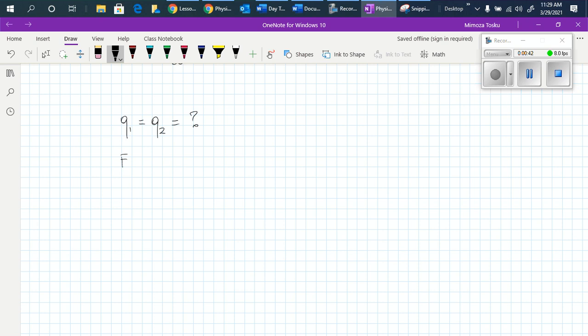But then what do we know? That the electrostatic force that those two charges are experiencing is 8.70 times 10 to the power of 5 newtons, and they are apart from each other at a distance of 0.72 meters. So what is the charge? The force that they are experiencing is an attraction force.